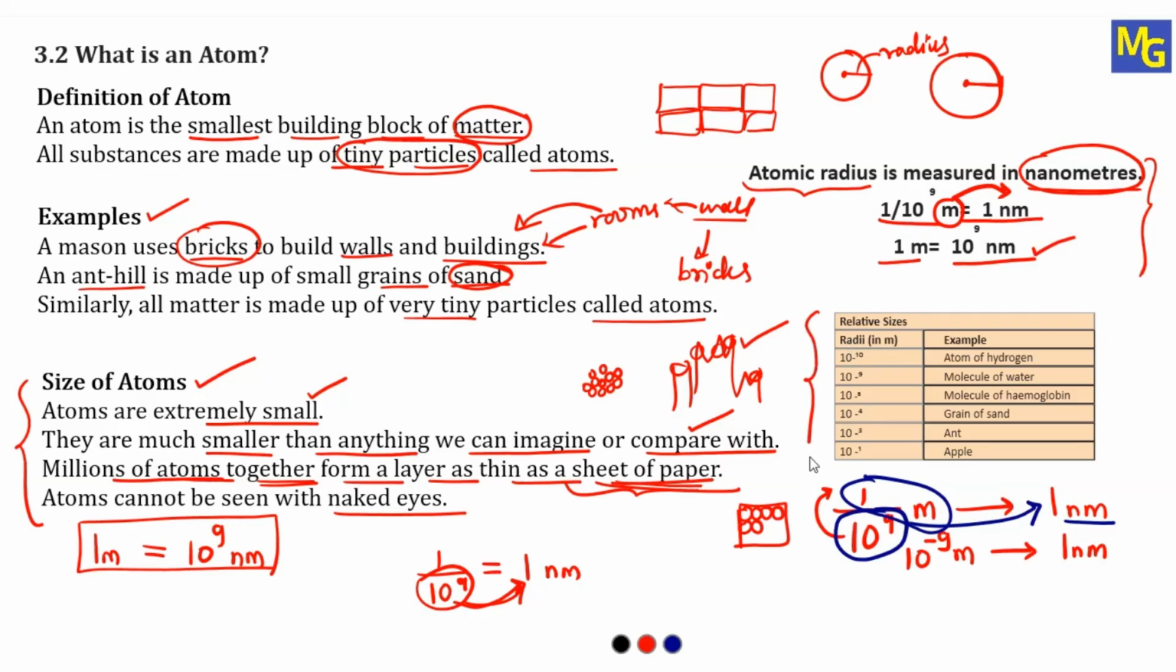Now here in this table, we have the sizes of some examples of matter where we can compare. This is from the NCERT book itself. So see here, relative sizes. In the first table, there are radii in meter, and in the second table, there are examples.